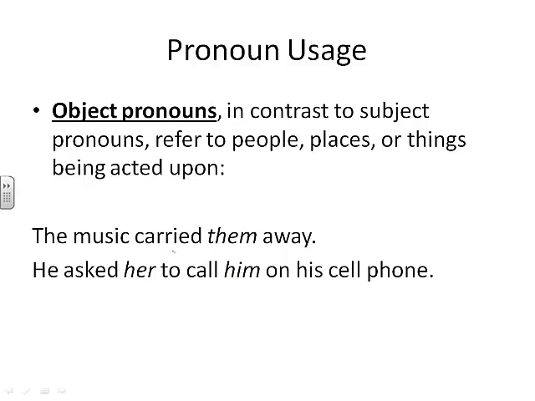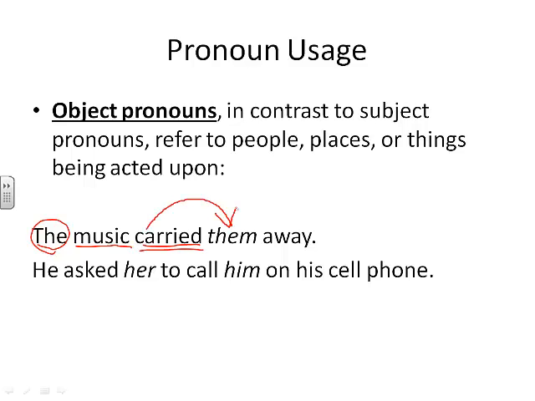The object pronoun is the one person or place or thing that is being acted upon. So we know that the music is the subject because it has the article the. The music, subject. What did the music do? Carried is your predicate. And the thing being acted on is them. Them is your object pronoun.